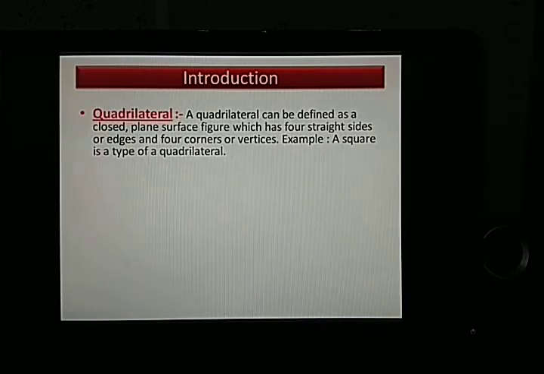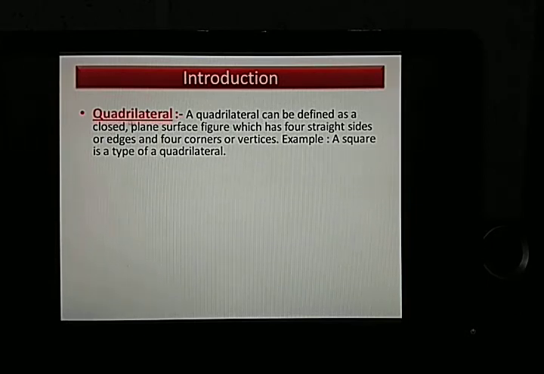Now first of all, let us know what is a quadrilateral. Since the chapter deals with quadrilateral, we should be aware of what is a quadrilateral. Now, according to the definition, a quadrilateral is a closed plane surface figure which has 4 straight sides or edges and 4 corners or vertices. For example, a square. A square is a type of a quadrilateral. There are also different other types of quadrilateral. We will come to that.